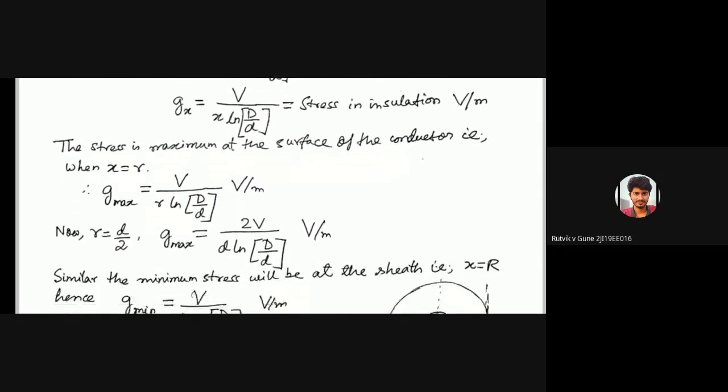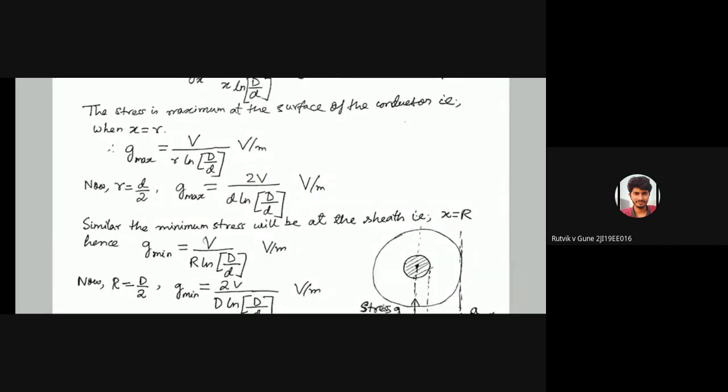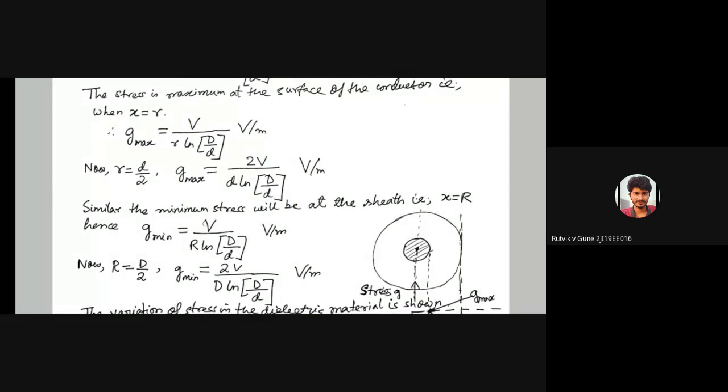Now this g(x), the stress, is maximum at the surface of the conductor, that is when x equals r. Obviously the stress will be maximum at the surface of the conductor, that is the innermost part of the core. Anywhere in the core, the stress is maximum because the electric field intensity is more there.